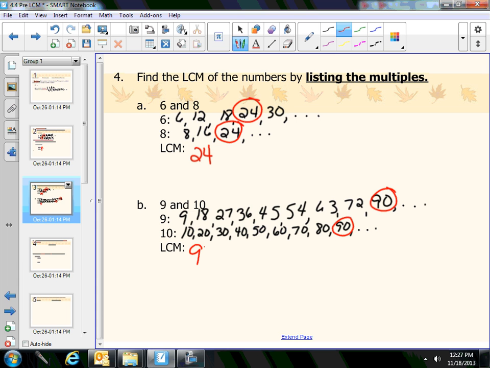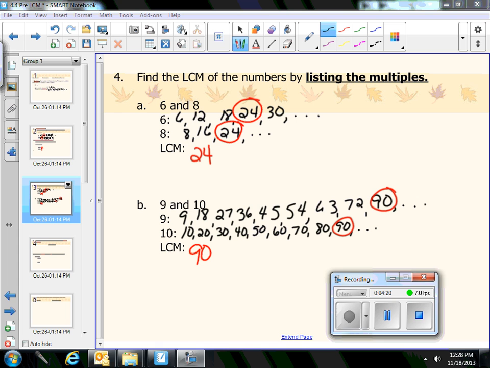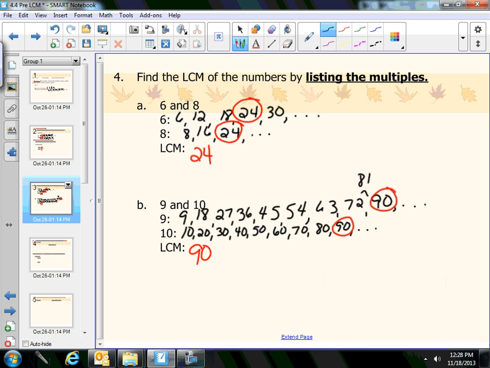Now, if you are asked to find the least common multiple of two numbers, sometimes when you list them out, there's room for error in case you forget to list one. So we're going to discuss a better way of finding the least common multiple. And as I noticed, to prove my point, there is a multiple here that I left out.